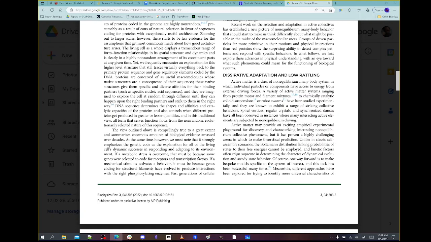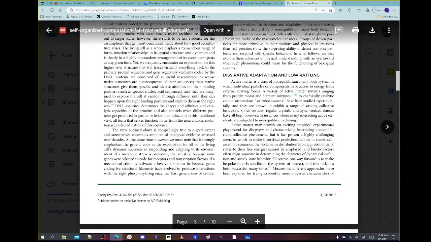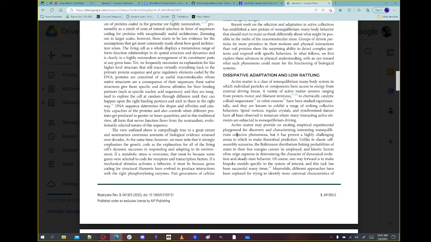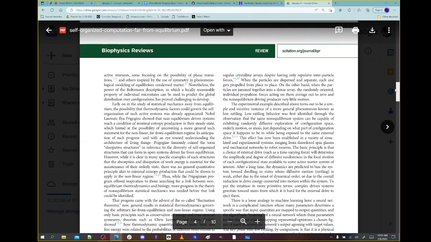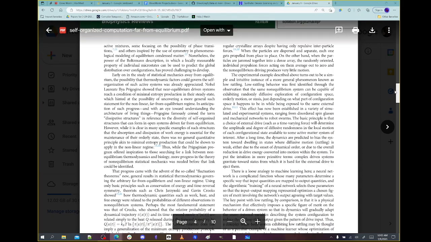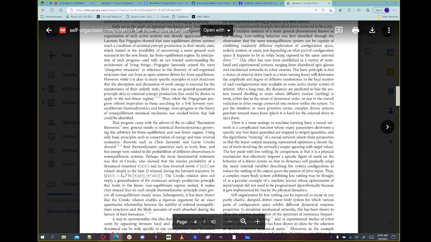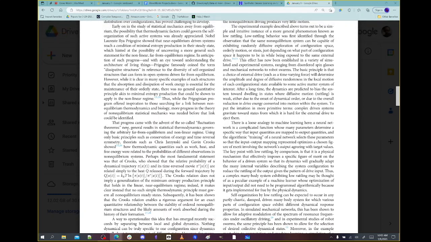And so active matter may provide an exciting empirical playground for discovering and characterizing interesting non-equilibrium collective phenomena. But of course, it's highly challenging to make a prediction here. There are things called fluctuation theorems, which have really driven the progress in this field, where you have general results in statistical thermodynamics governing the arbitrary, far from equilibrium and nonlinear regime. So you can use these tools to look at some of these systems.